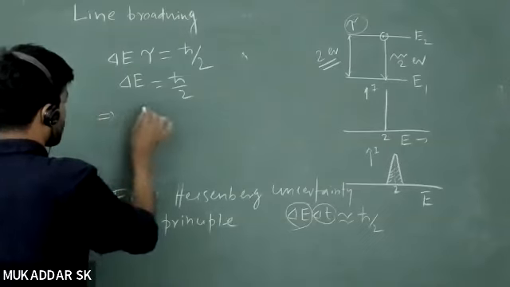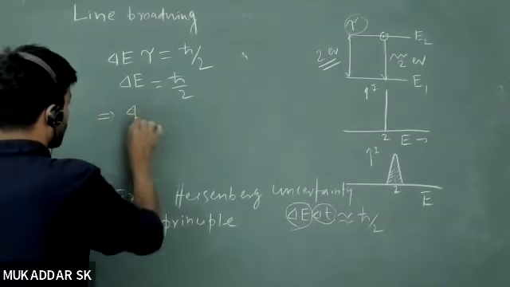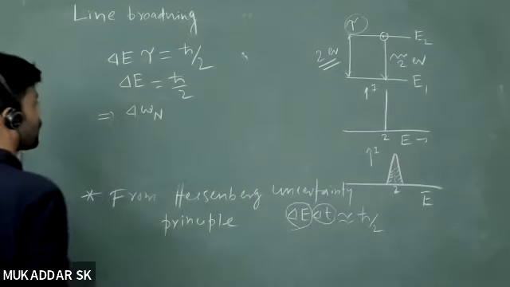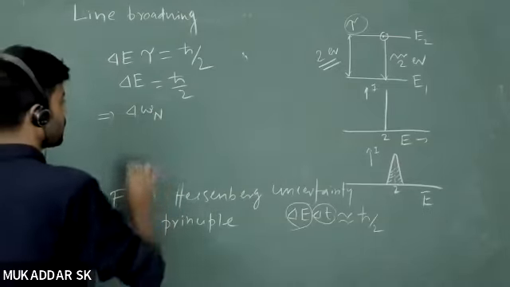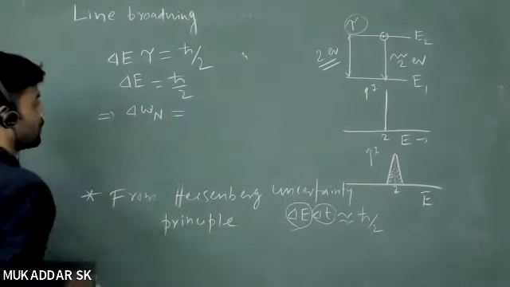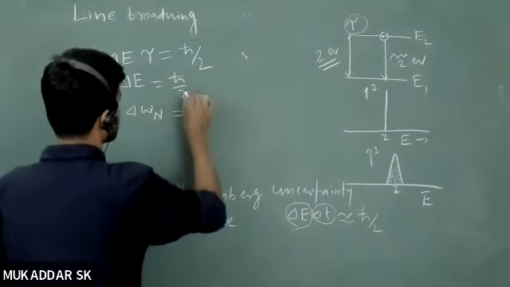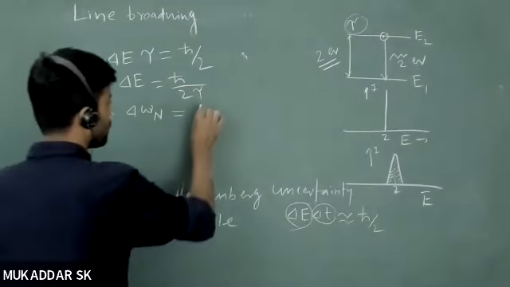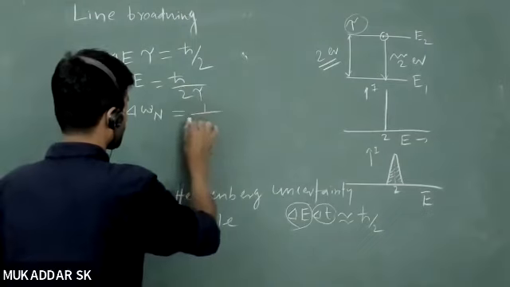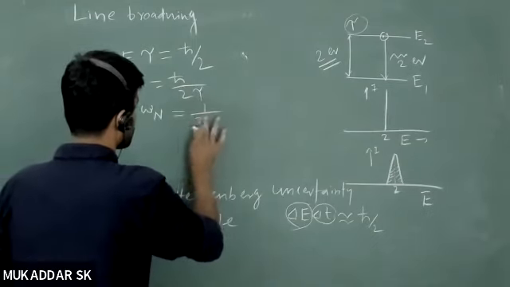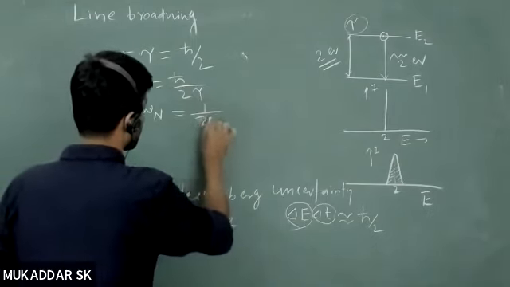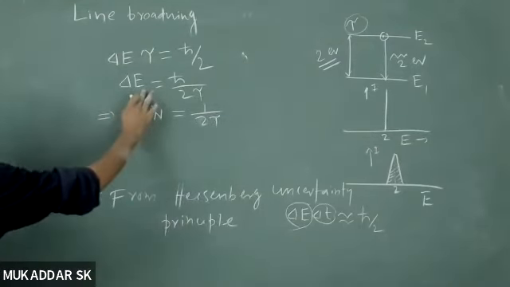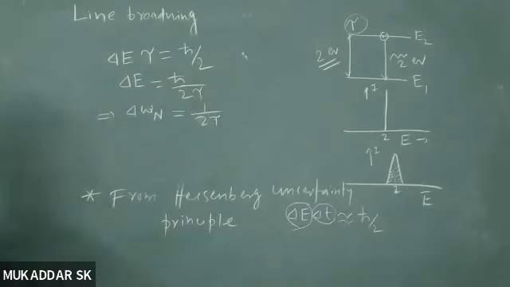So now what can we write? Uncertainty in frequency, let us denote this by delta omega n, where omega n means natural frequency. Of course there will be tau here, right? So it will simply be 1 by 2 tau, because E equals h cross omega, and that h cross will be cancelled with this. Is this part clear to all?